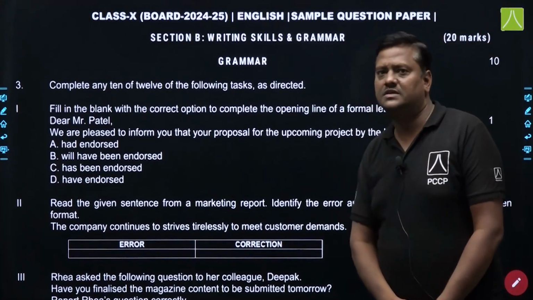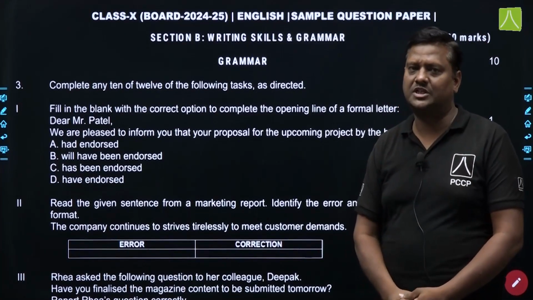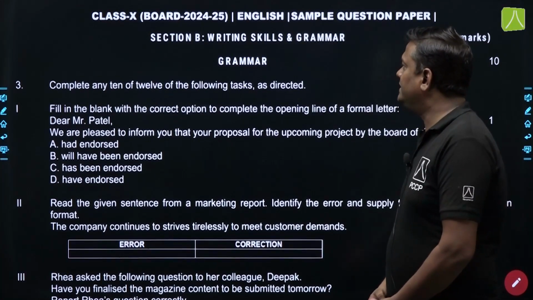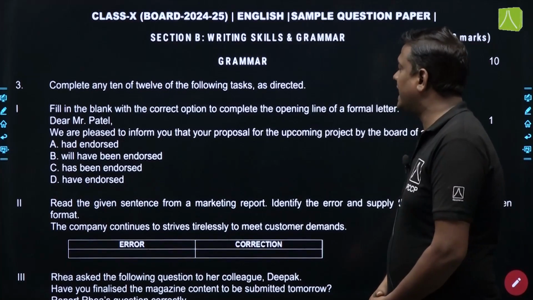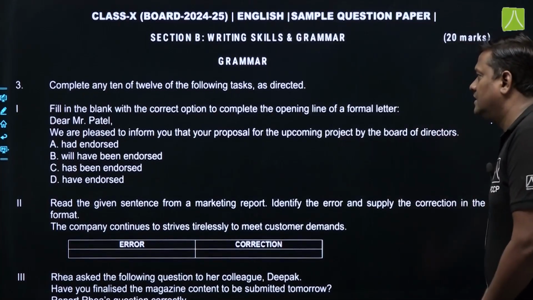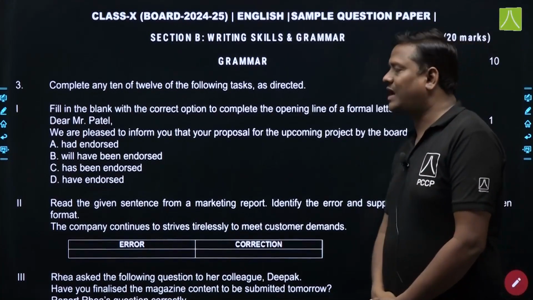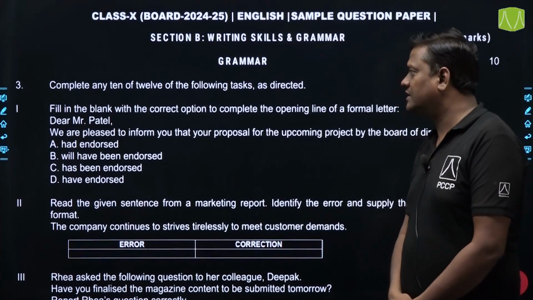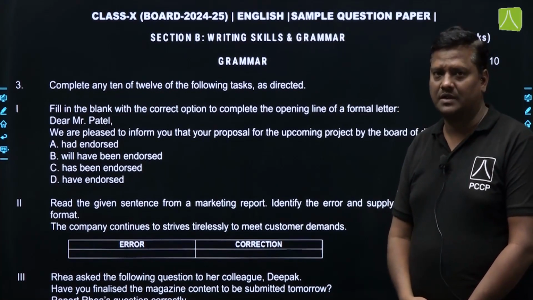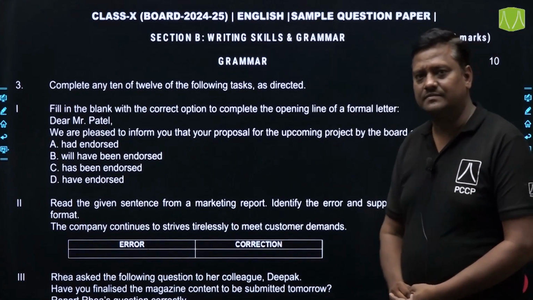Now, after solving part 1, section A, we come to section B, that is writing skills and grammar, total 20 marks. The weightage of the grammar section is 10 marks. Here we will be given a total of 12 questions of grammar and we have to solve any 10.